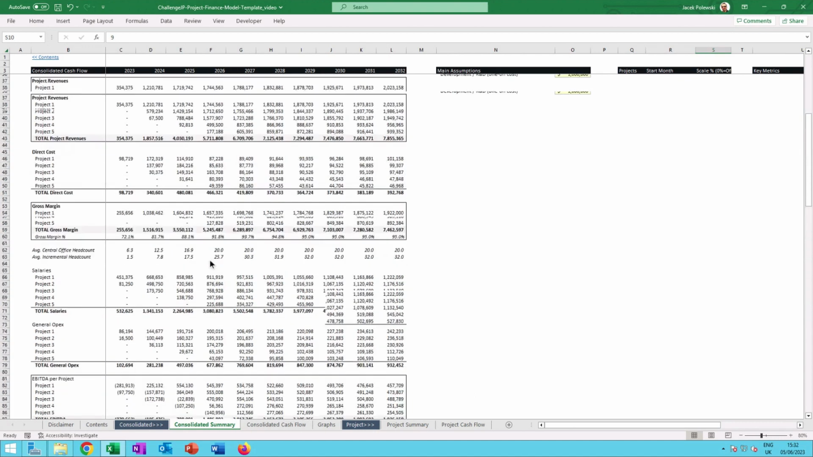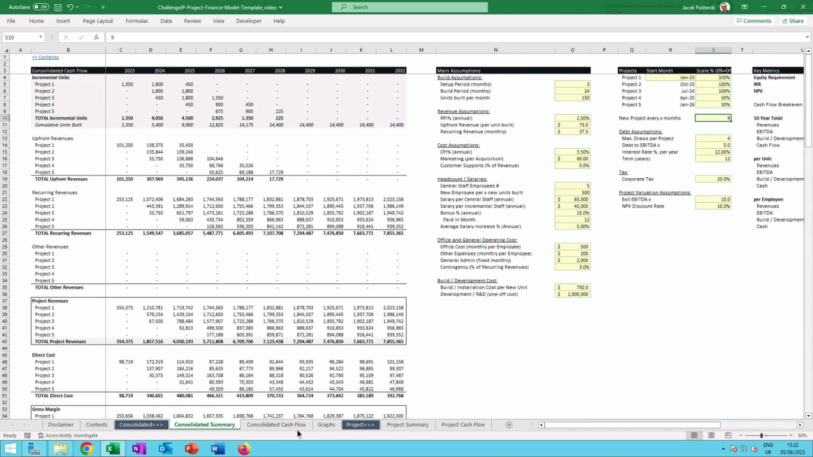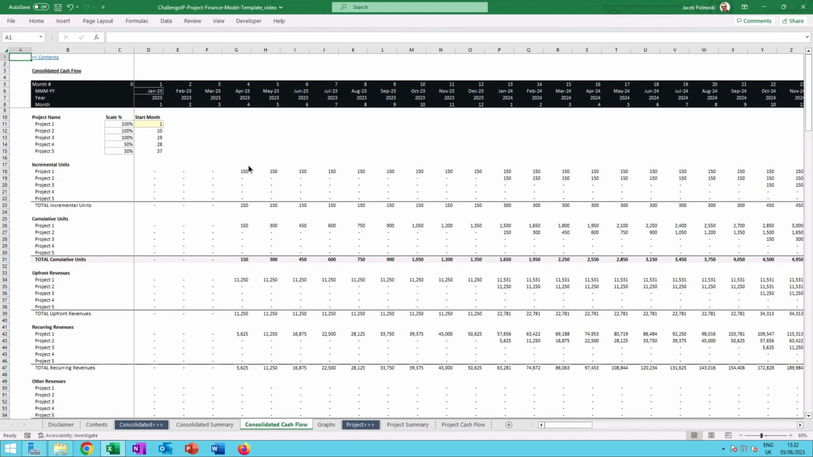Now, in order to stack those projects like that, all I did was use the spreadsheet here called Consolidated Cash Flow. Again, this is the forecast done on a monthly basis. You will see here that I've listed similar labels to the ones I use in my single project cash flow forecast. And then I offset the project's starting date depending on the start month that I have in here.